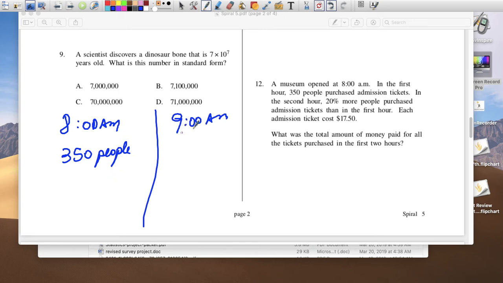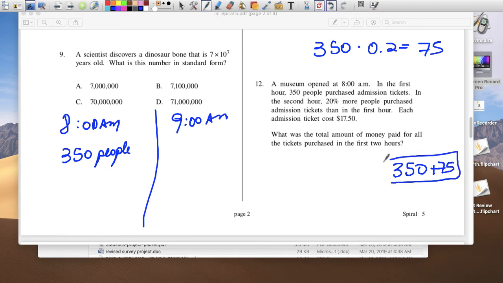So starting at 9 a.m., 20% more came. So what is 20% of 350? Let's find out. 350 times 20%, which is 0.2, and that's going to give us 70. You had 20% more people. So if you had 350 people in the first hour, in the second hour you had the same amount, 350 plus a little bit more, 75 people. So you had a total of 425 people in the second hour.